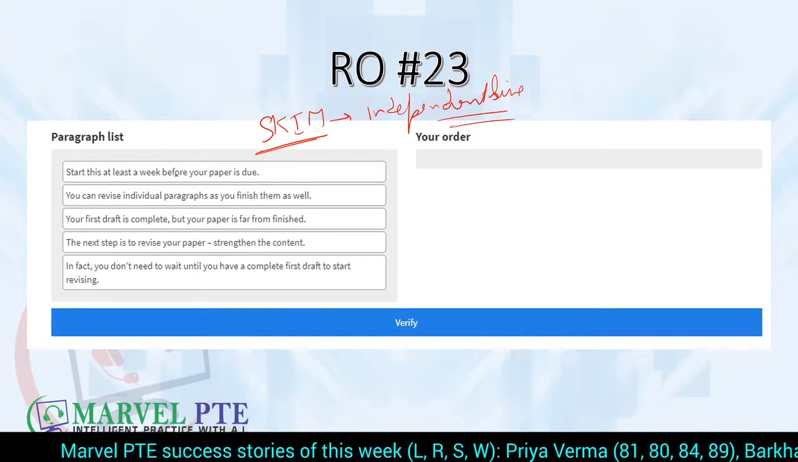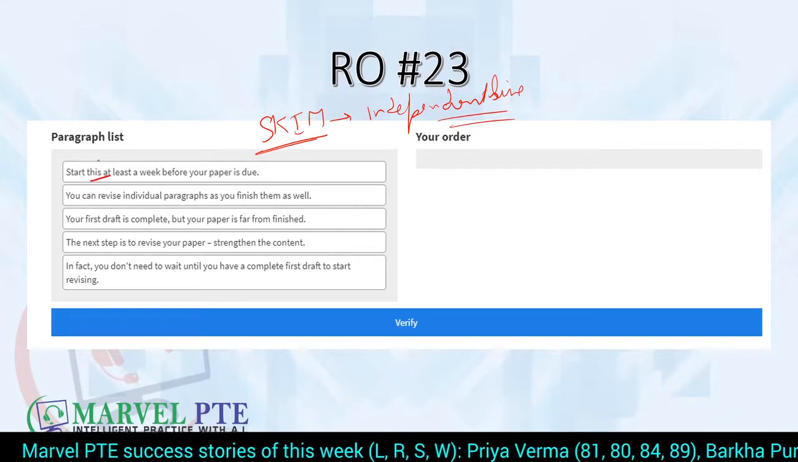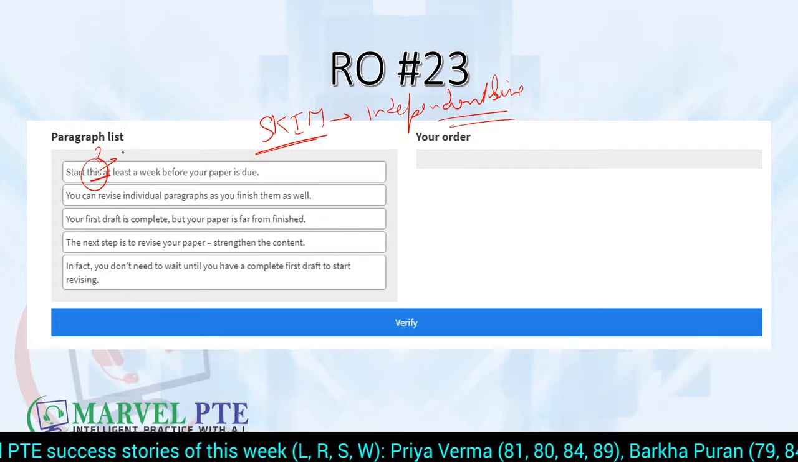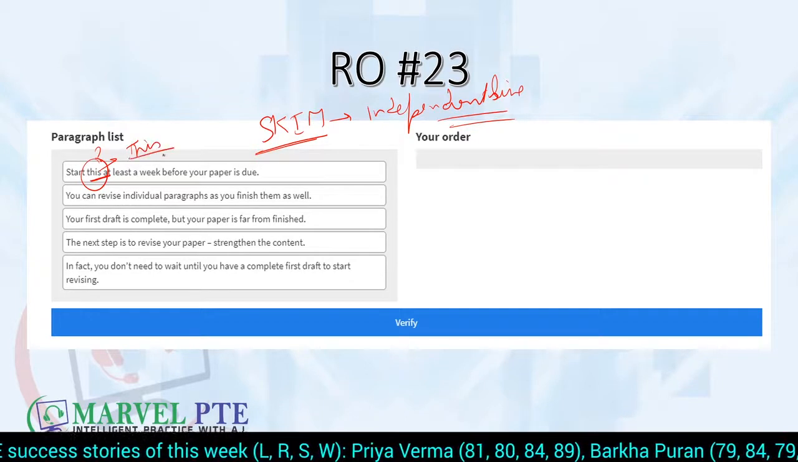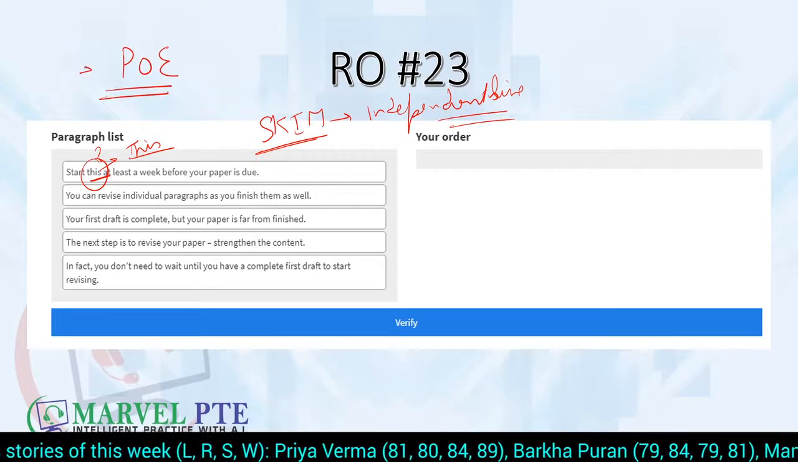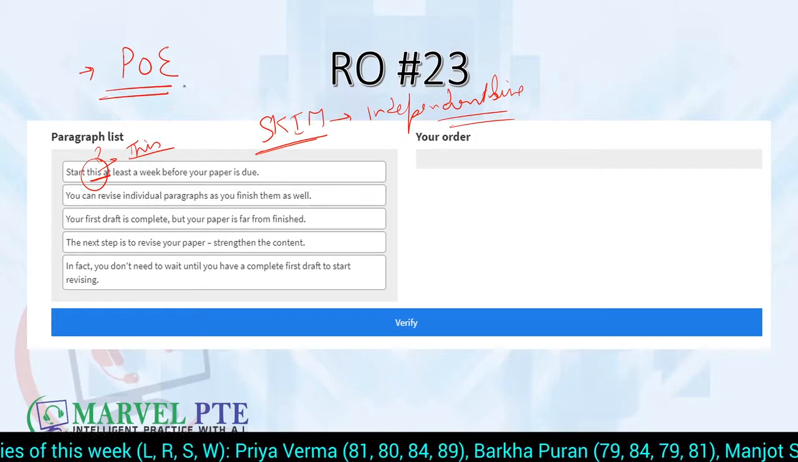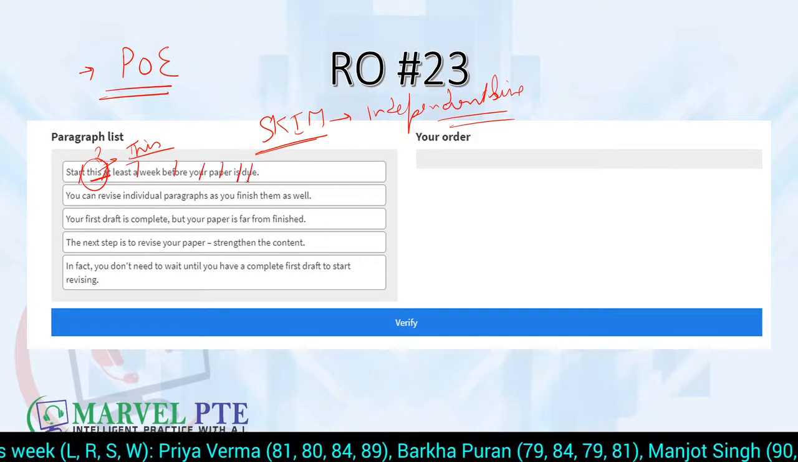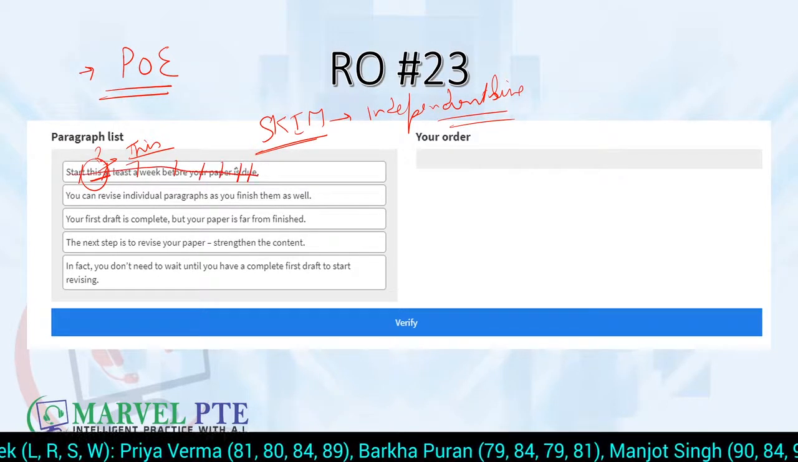Start this at least a week before your paper is due. What are you going to start? This is a pronoun. So you know that if there is a pronoun, especially "this", it cannot be an independent line. So we are going to do the process of elimination. In that, we are going to eliminate all the wrong options, and will be left with 1 or 2 independent lines. So we are going to eliminate this one.